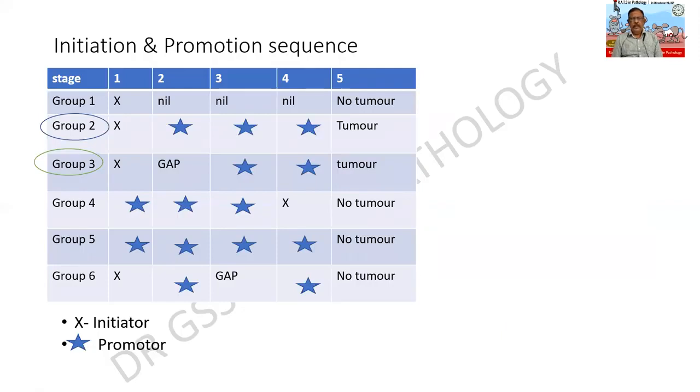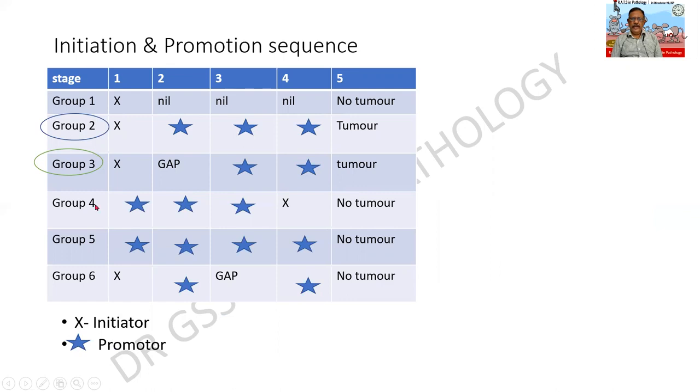Initiation and promotion are two different steps. As we had seen earlier, first there will be an initiation. This X is supposed to be indicating initiation. In group 1, I am finding that there is a step called initiation, but there is no subsequent application, as a result of which there is no tumor developed. On the contrary, in group 2 and group 3, you find that there is an initiator first, and whether there is a gap or not, subsequently there is the application of the promoters, the patient develops a tumor.